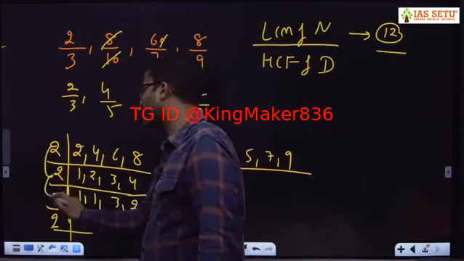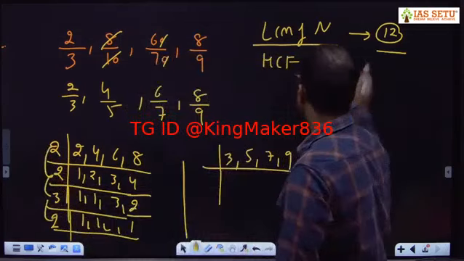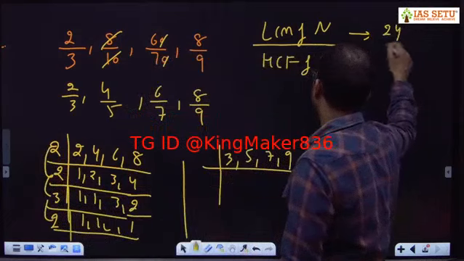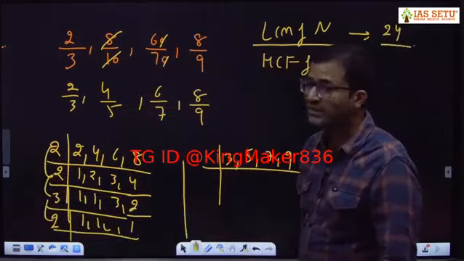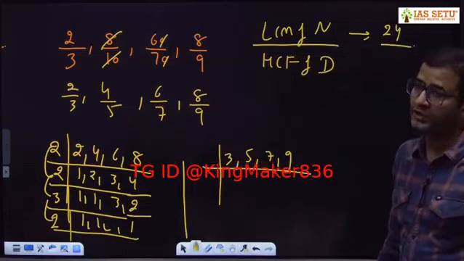It is 4 into 3, 12. 12 into 2, 24. My mistake. 24. So what is the LCM of 2, 4, 6, 8? 24.